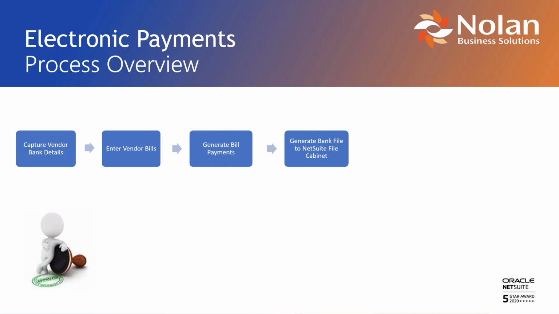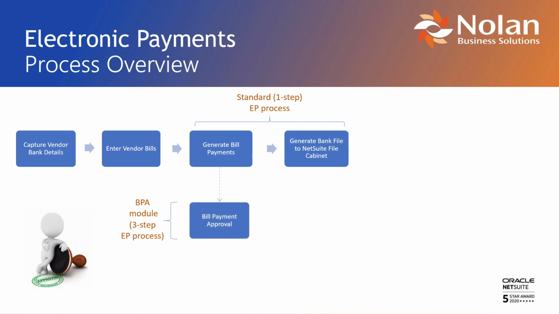An additional module that we can introduce here: the current standard electronic payment process we just discussed would see you generate a bill payment inside of NetSuite along with a bank file to the file cabinet, as one consolidated process. If there is a need for additional control, our bill payment approval module will introduce a step in between that will ensure that the generated bill payments go through an approval process internally before the resulting bank file can be generated. So in our product demonstration today, that is the process we're going to walk through.